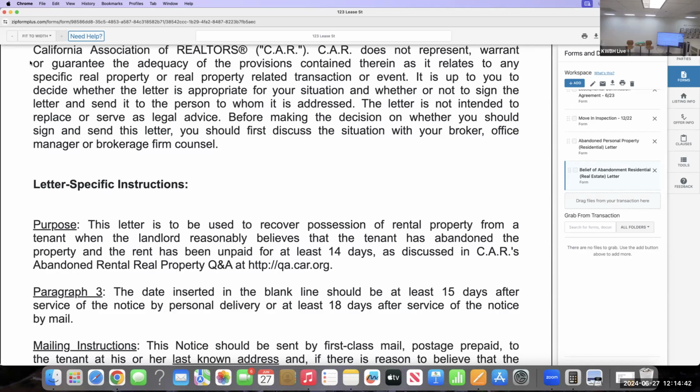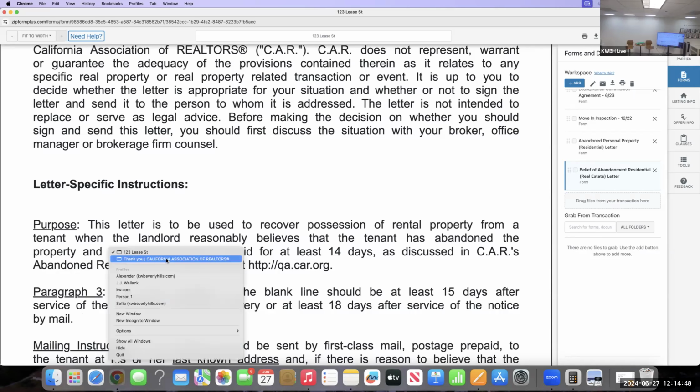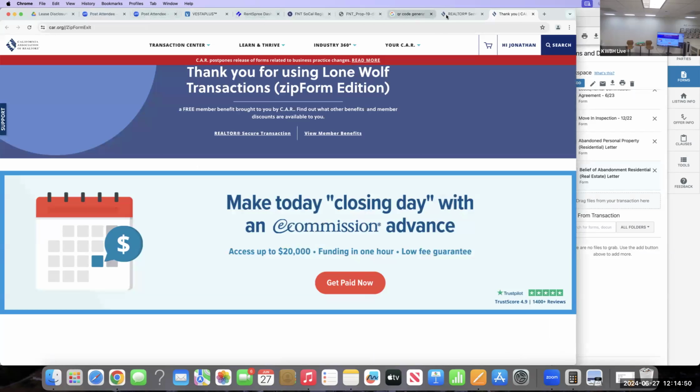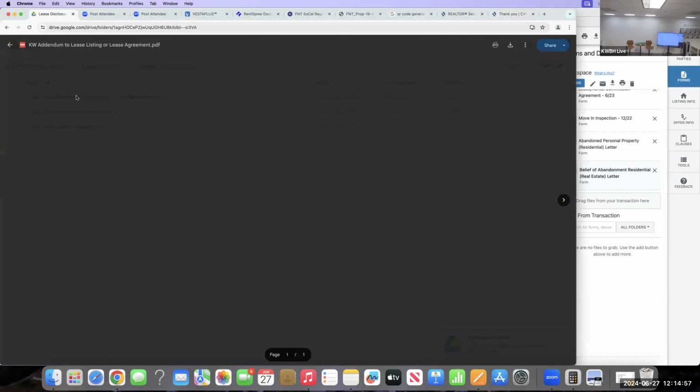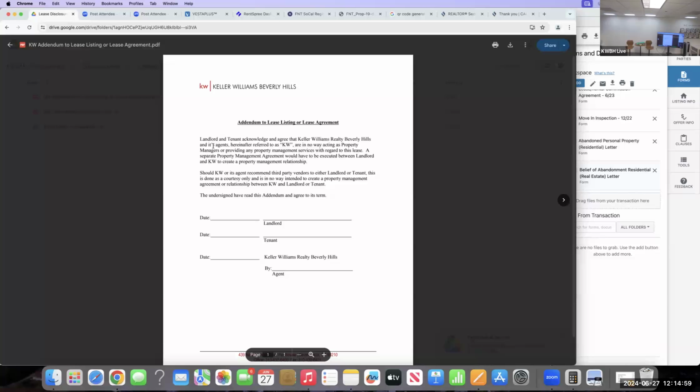So we're not property managers. That's exactly what I wanted to show you. Here's the other disclosure, the KW addendum, and that's exactly what it says: Landlord and tenant acknowledge and agree that Keller Williams Realty Beverly Hills and its agents are in no way acting as property owners. That's it, guys.